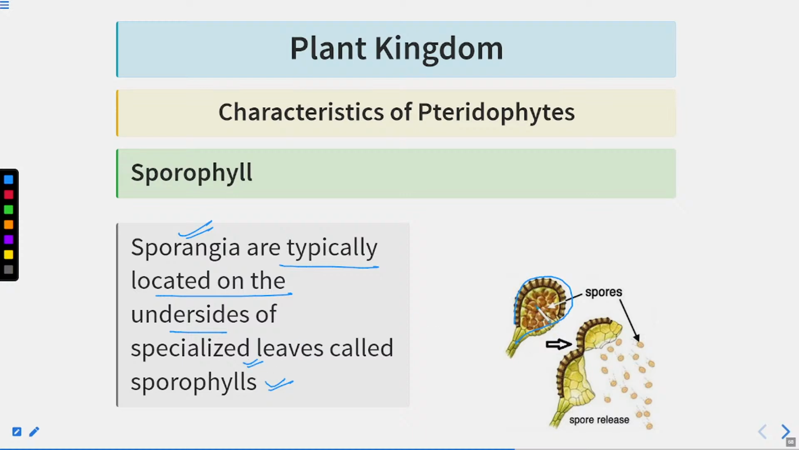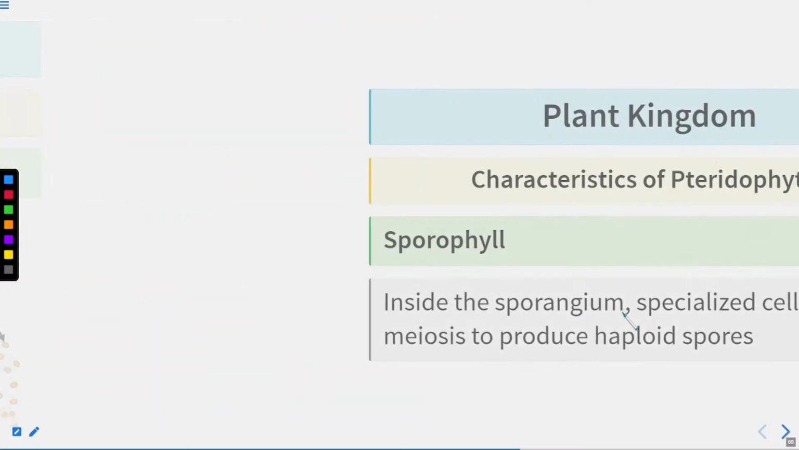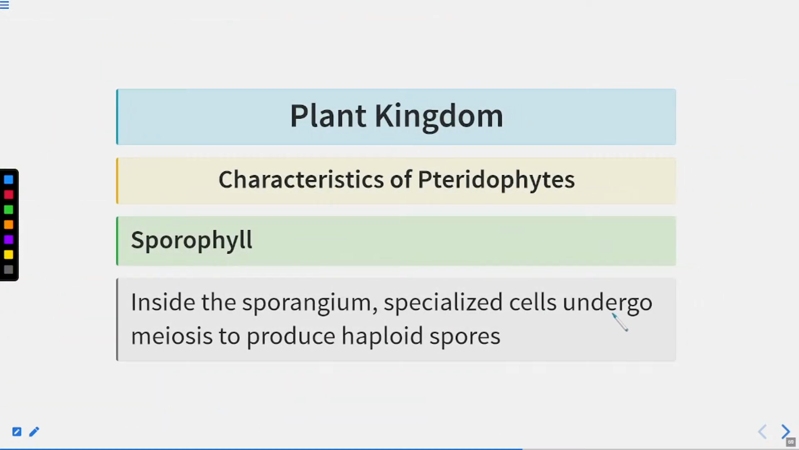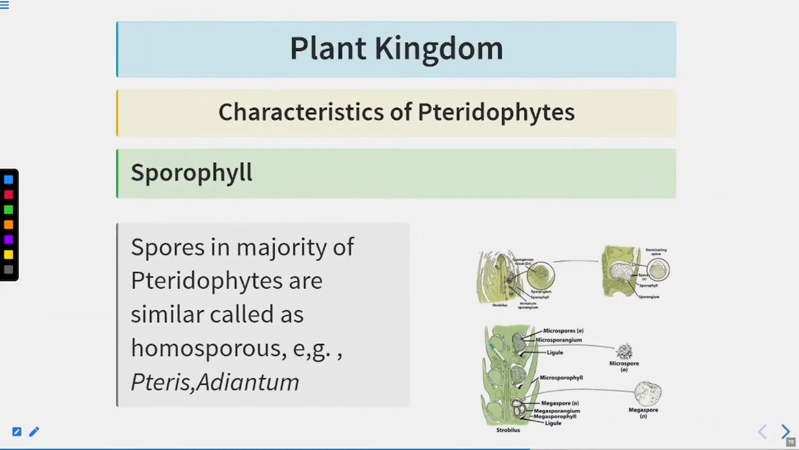Now in the sporophylls you can see a number of spores are present, and when this sporangium dehisces, all these spores are released into the atmosphere. They germinate and give rise to a new thallus, right? Inside the sporangium, specialized cells undergo meiosis to produce haploid spores. So in the sporangium, meiosis division takes place. Meiosis means reduction division, and that gives rise to haploid spores.